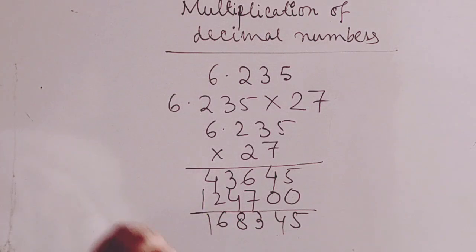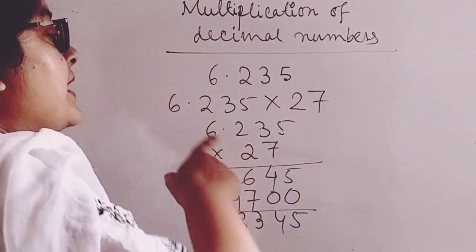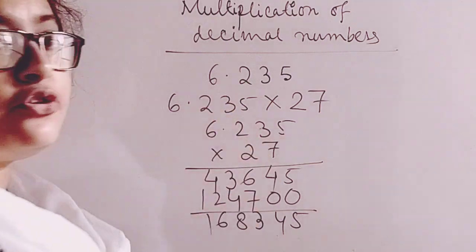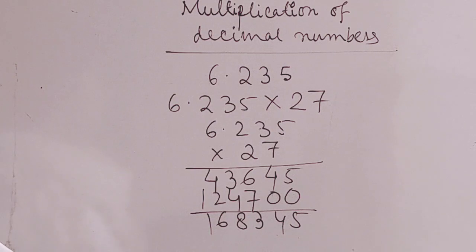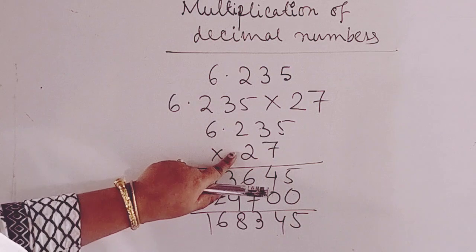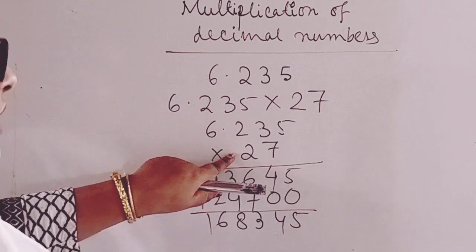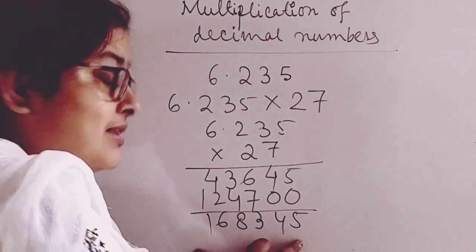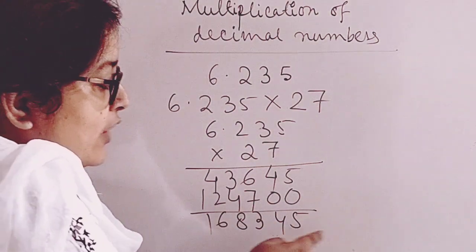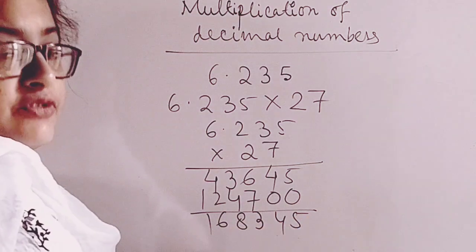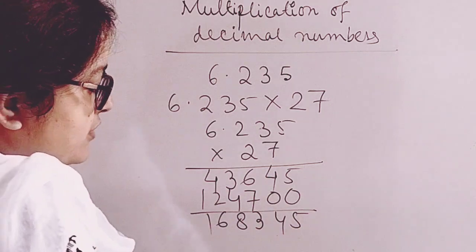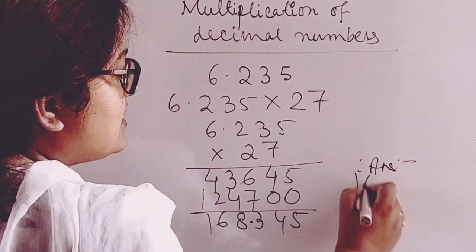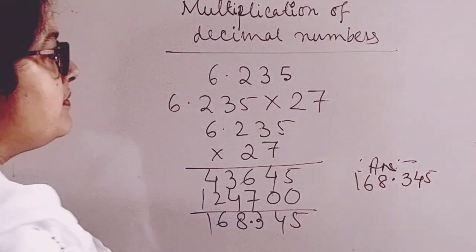Now you have to do something. What is that? You have to count the number of places after the decimal. How many places are there after the decimal? 1, 2, 3. 3 places are there, considering both multiplicand and multiplier. The multiplier is an integer, so there is no place after the decimal. In the multiplicand, we find 3 places. So in the answer, you have to count 3 places from right to left and put the decimal. So 1, 2, 3, the decimal will be here. So the answer is 168.345, right?